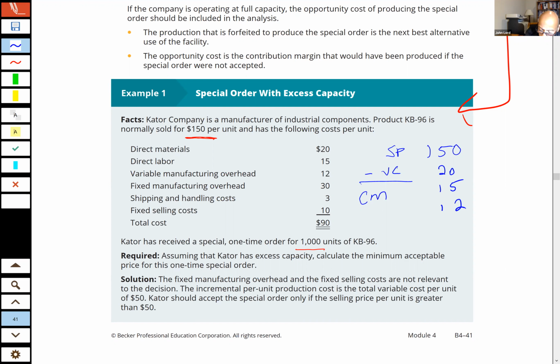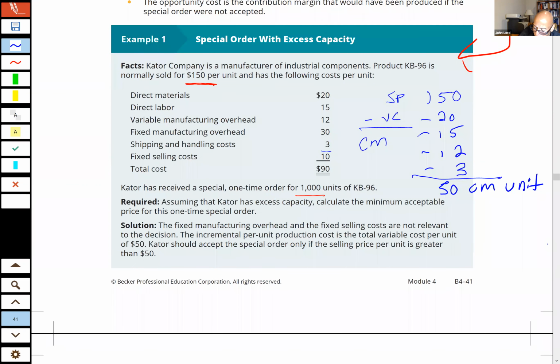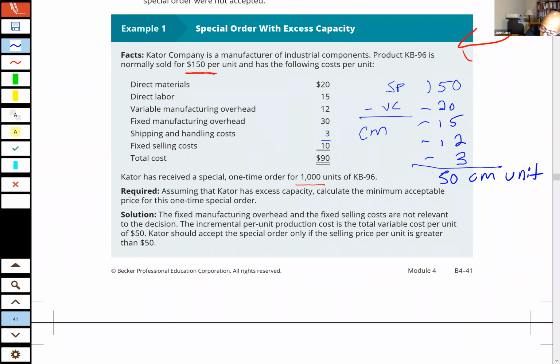So I pick up what? And shipping is a what? Is a variable selling expense, right? When you pay the freight, that's a selling expense, and you don't have to incur that cost if you don't sell the thing and ship it. So I do the math on that. I subtract all these variable costs, and that gives me $50 as the contribution margin per unit. So I have to at least sell this for what? For $50 is the answer to this question.